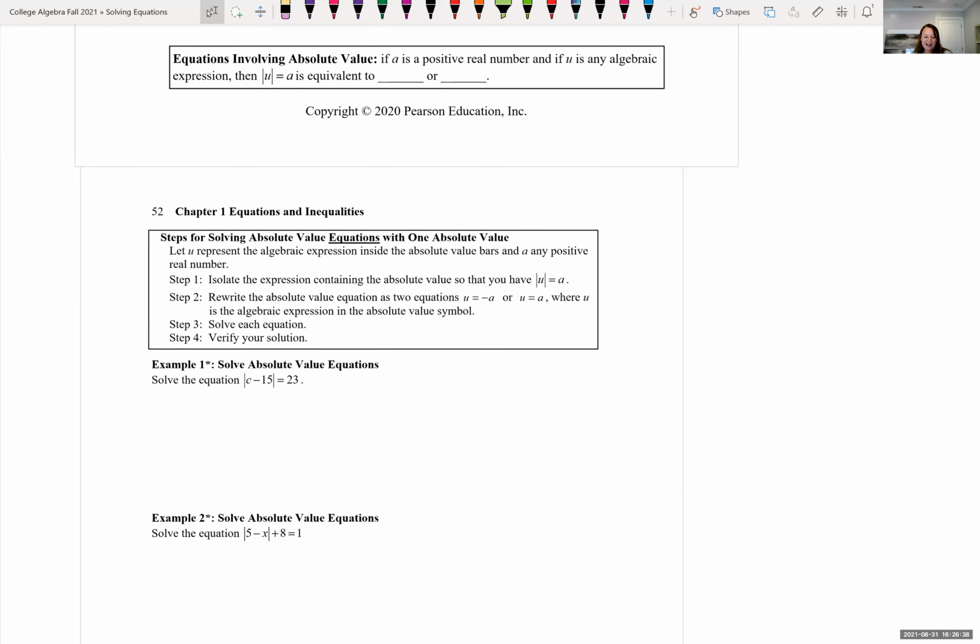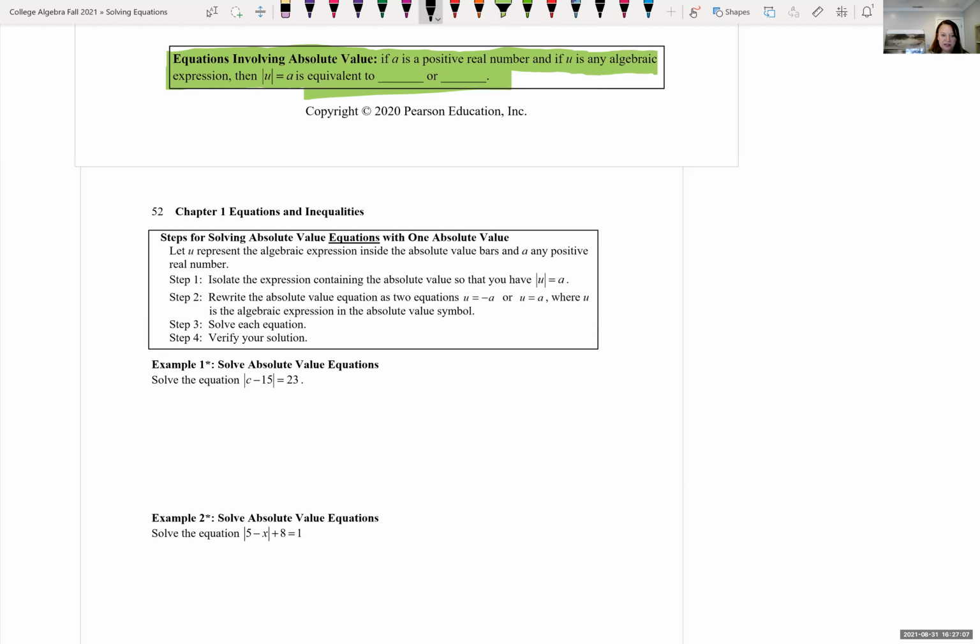So now we want to look at solving absolute value equations and absolute value inequalities. So first thing that we know, and what is stated in front of us, is equations involving absolute values. If A is a positive real number, and if U is any algebraic expression, then we can say that the absolute value of U equals A is equivalent to the following.